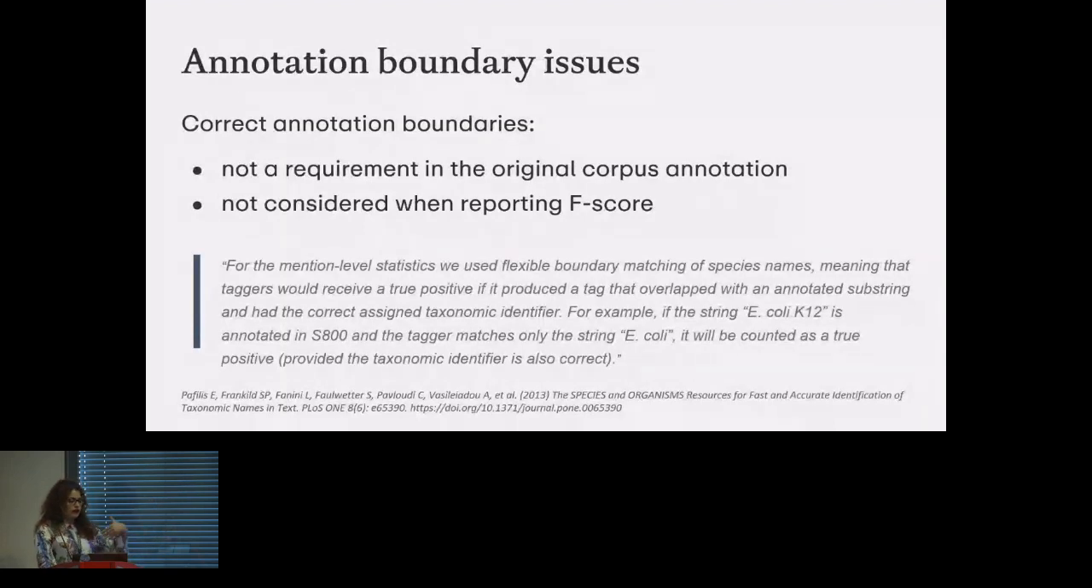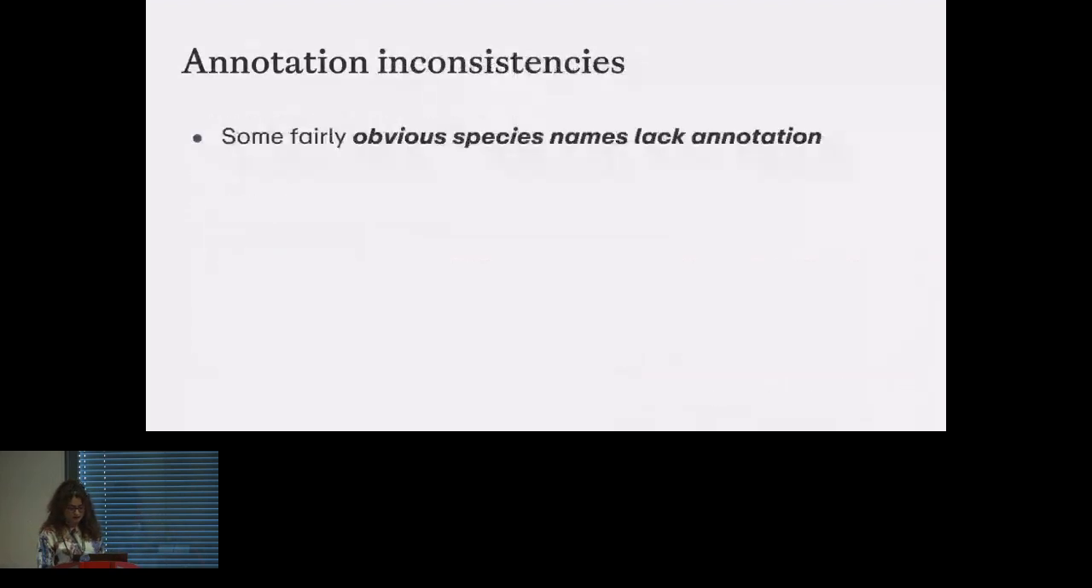And when we started looking at the guidelines and what was going on in the actual annotations, we started detecting things like some annotation boundary issues. And the reason for that was that correct annotation boundaries was neither a requirement in the original corpus, nor considered when reporting F-score, because it was using flexible boundary matching of species names. So that is really not a problem when you're, for example, using a dictionary-based method. It will really capture the name, even if the boundaries are not correct. But that can really introduce problems when you're moving into deep learning, when the boundaries are inconsistent and the model can really not understand the context around it.